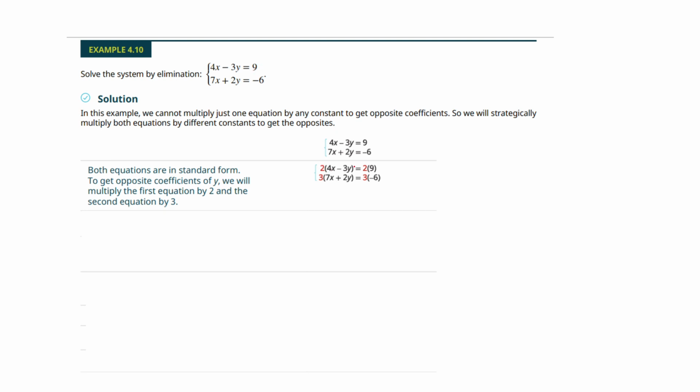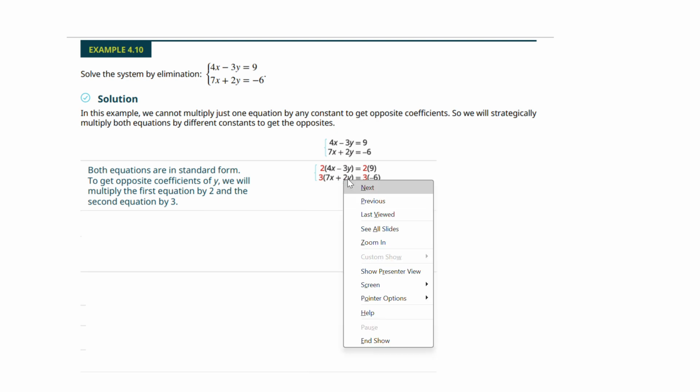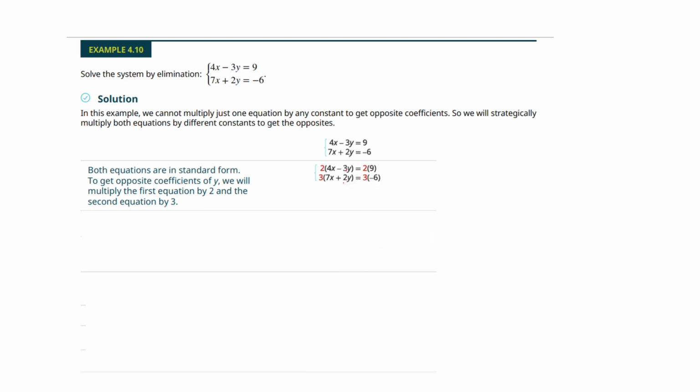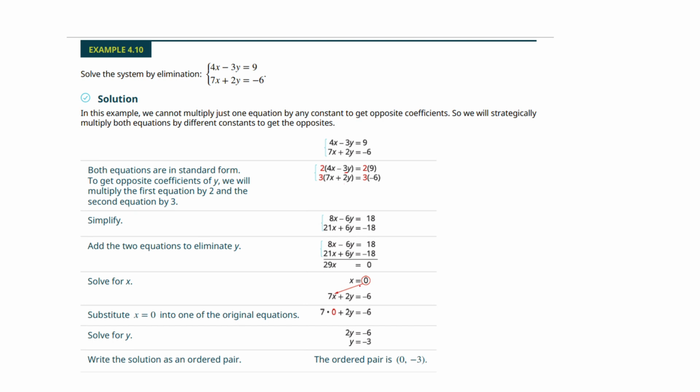They're going to do the 2 times the top, and they got that from here. They're going to do the 3 times the bottom, which they got it from there. Now, that has created those opposites, and you'll add up. You get 29x equals 0. X must be 0. Sub it in. You get this. Okay, let me show you.